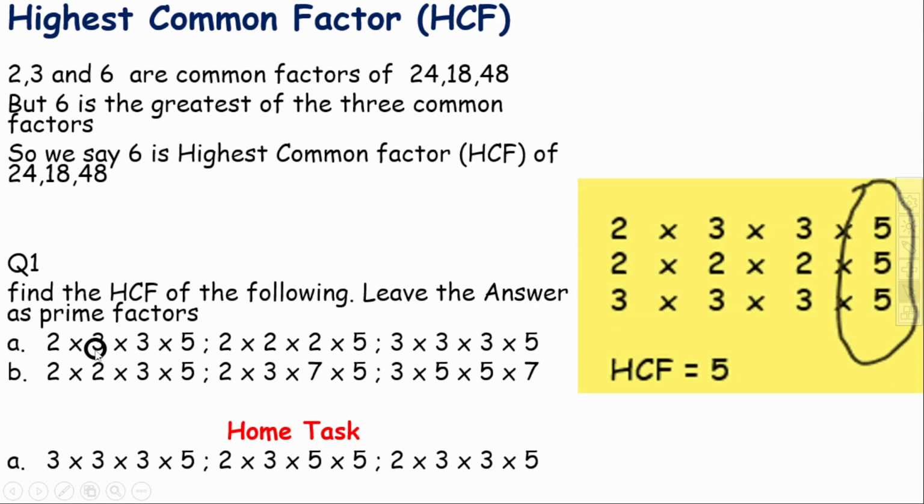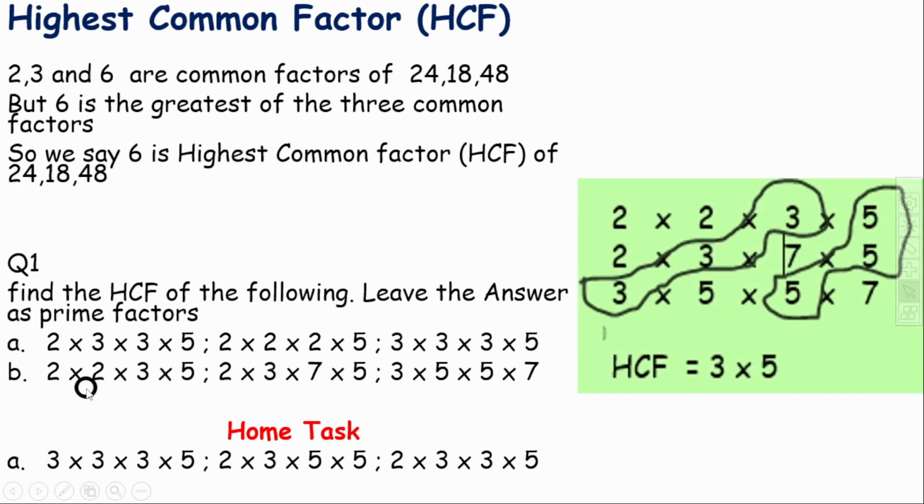This is what we do. First of all, you write the numbers in this form: 2 times 3 times 3 times 5. You write it down, then the next one, then the third one. Then you try to find the number that is common to the three numbers. Here, there's no 2 in this place, so it's not common. If you look at it very well, we find that 5 is in the three of them. So 5 is the highest common factor of these three numbers. We can't find 3 in all three, because there's no 3 here, and the 2 is not here. So 5 is the highest common factor.